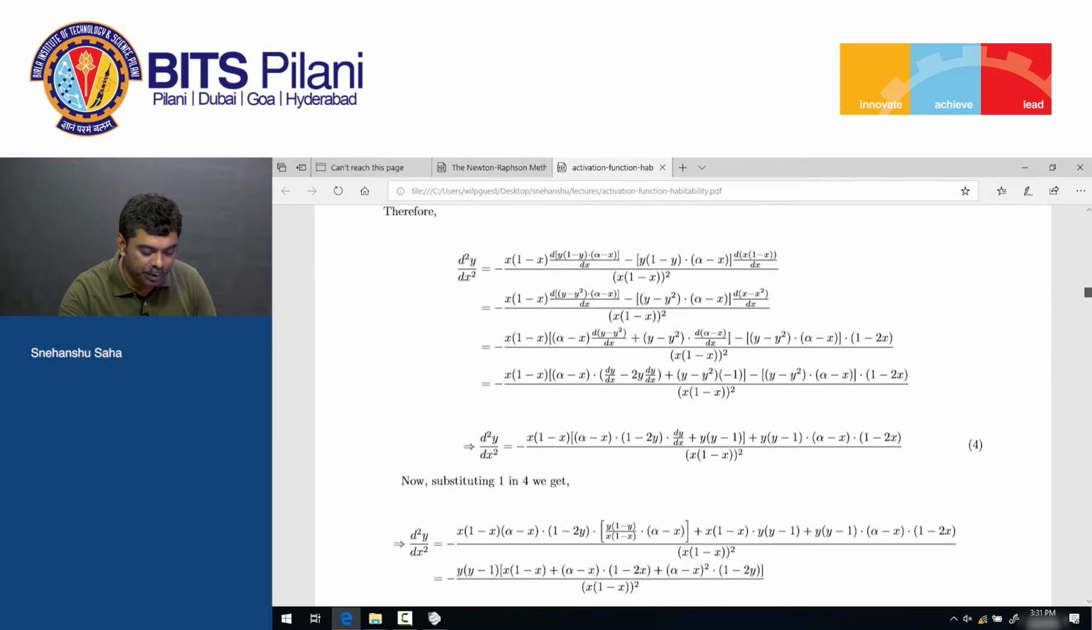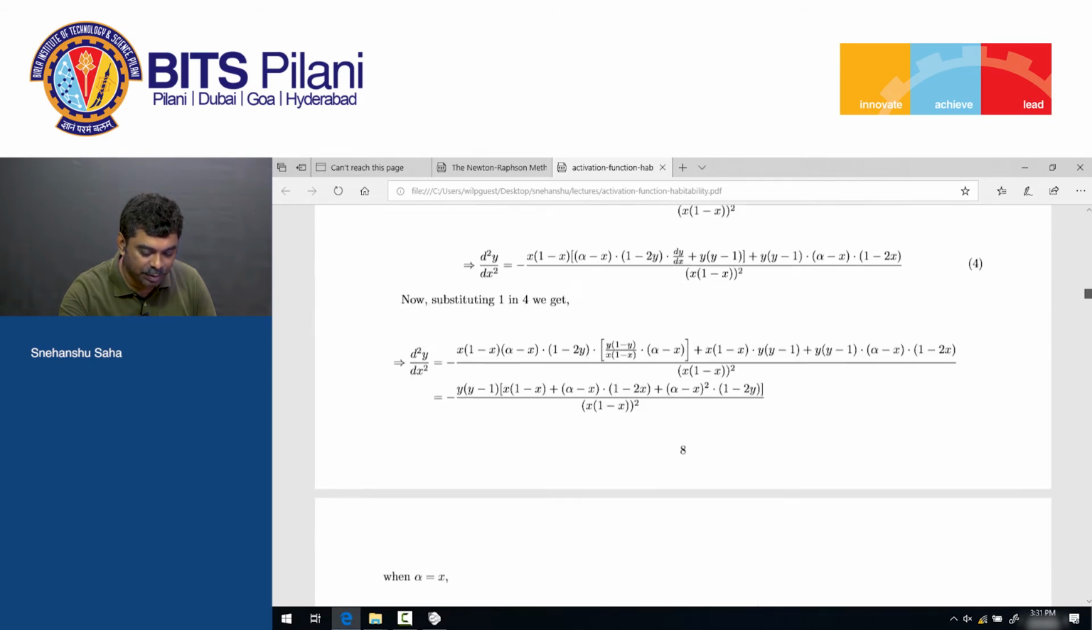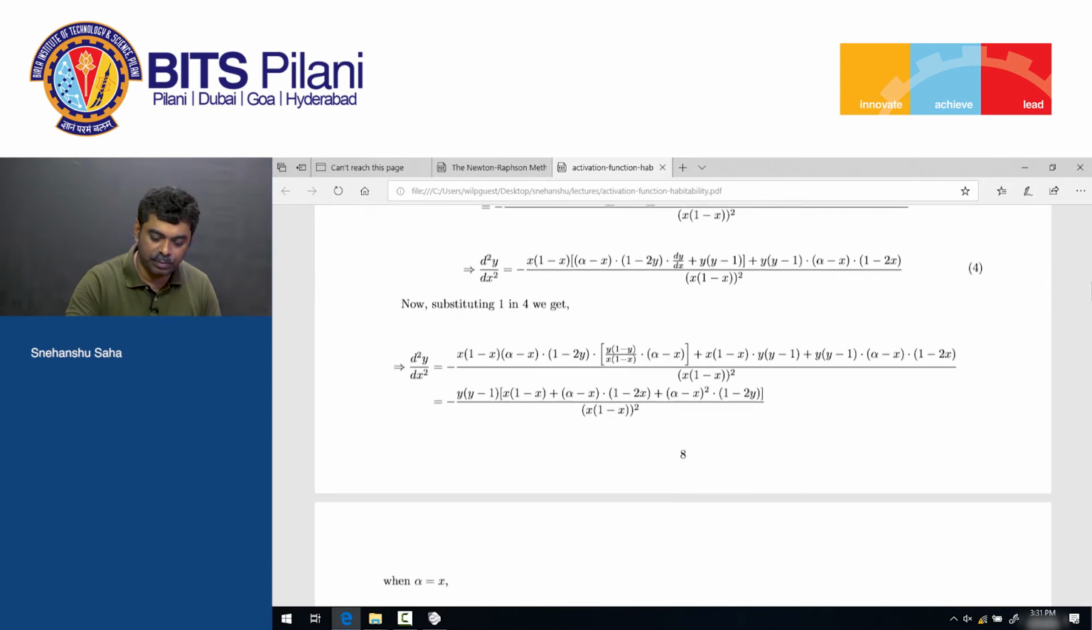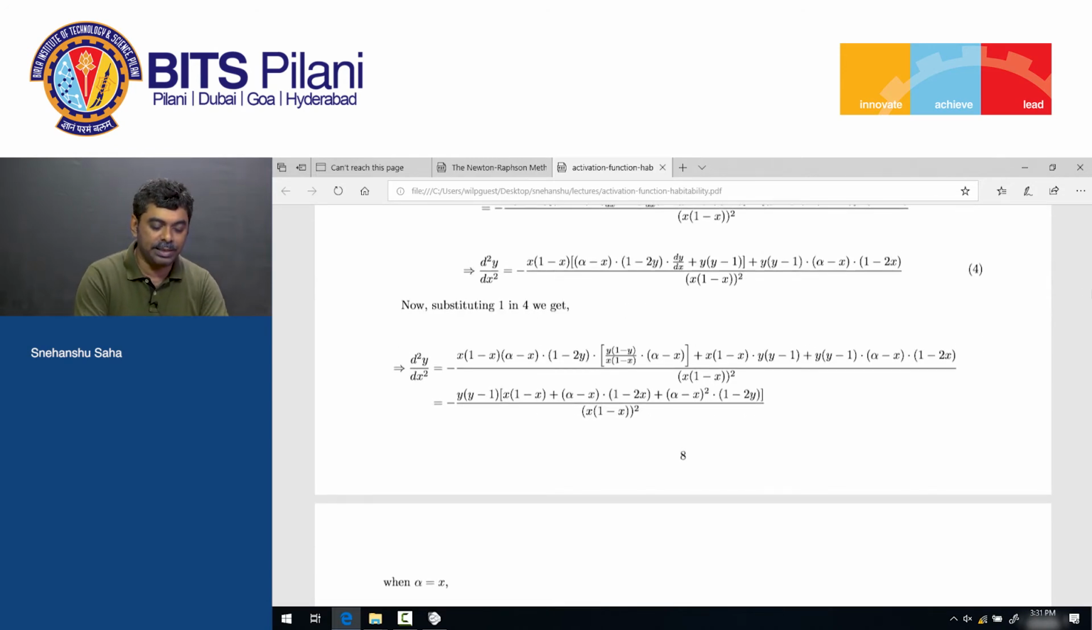I wanted to show you this second derivative, right? So let's look at this. This is the expression for the second derivative. I hope you can see this, right? You can easily see that at a critical point, which is at x equal to alpha, when you plug x equal to alpha into the expression for the second derivative, some of these expressions will vanish.